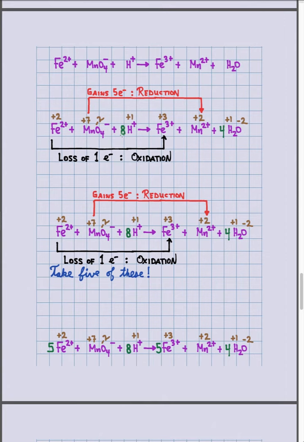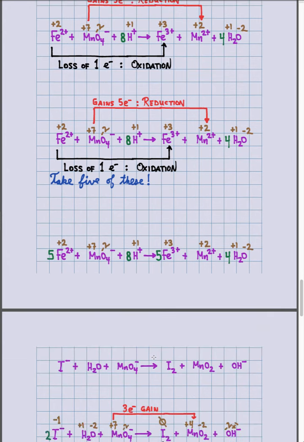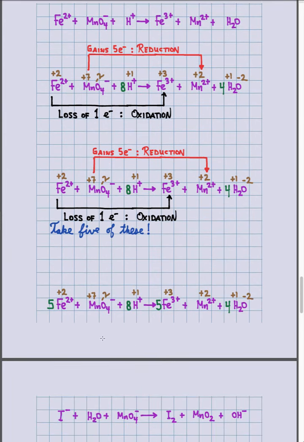That balances the atoms, but then I proceeded to balance the charges by sticking a 5 in front of the iron 2 plus and a 5 in front of the iron 3 plus, and we could check it. Should we check it? We better check it. Let's see. Oh Lord, what a mess. 5 times 2 is 10 plus, 8 times 1 is 18 plus, and 1 minus is 17 plus on the left hand side of the arrow.